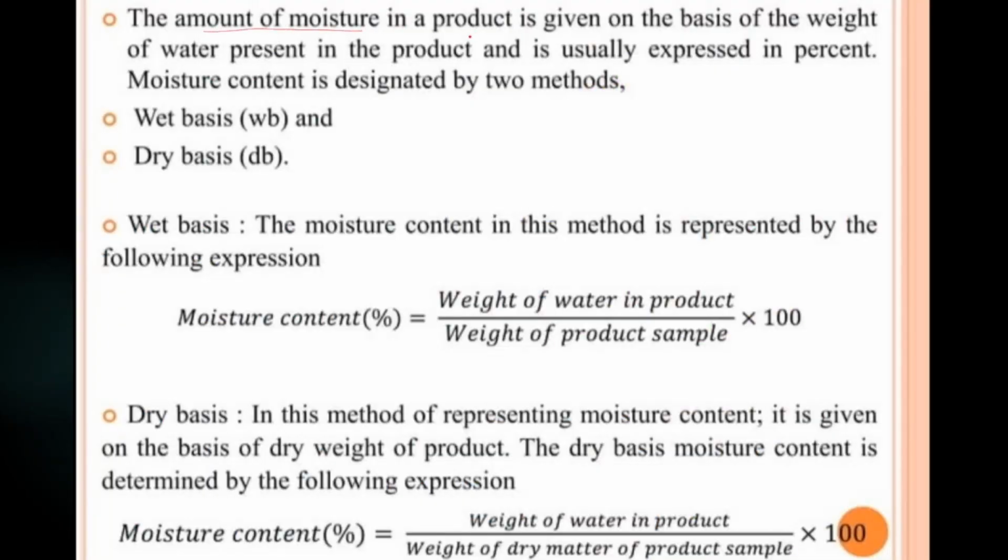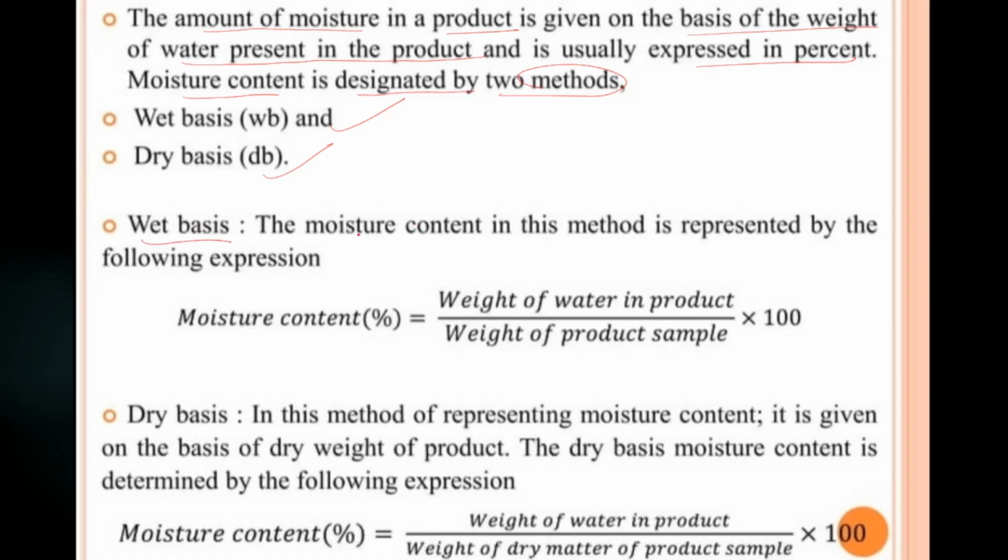The amount of moisture in a product is given on the basis of the weight of the water present in the product and it is usually expressed in percentage. Moisture content is designated by two methods, that is, the wet basis method and the dry basis method.